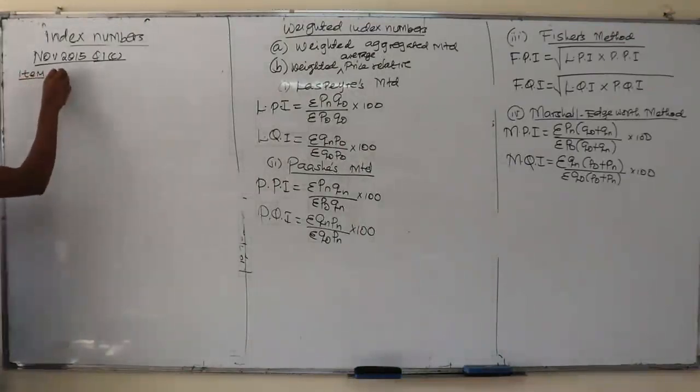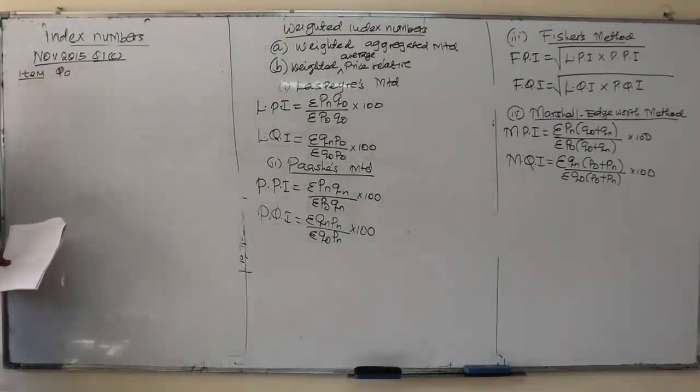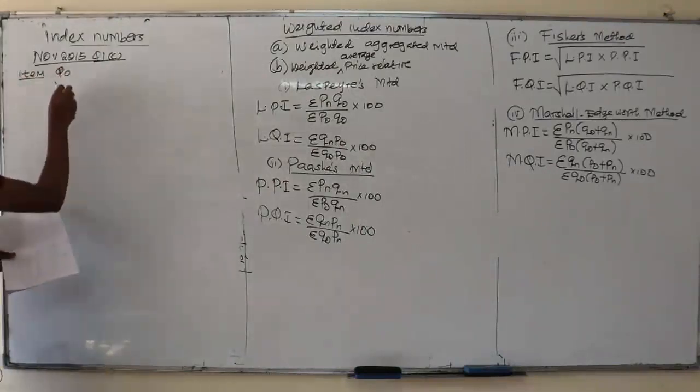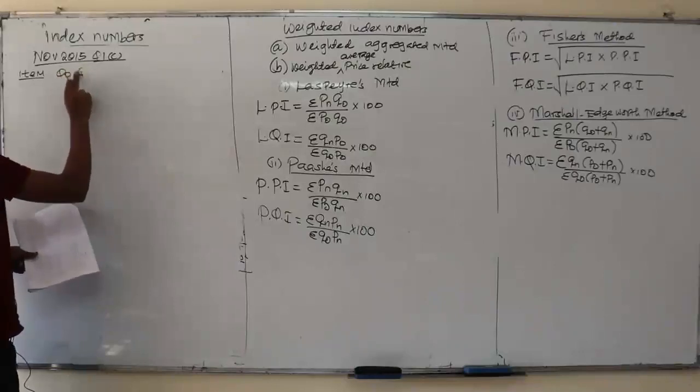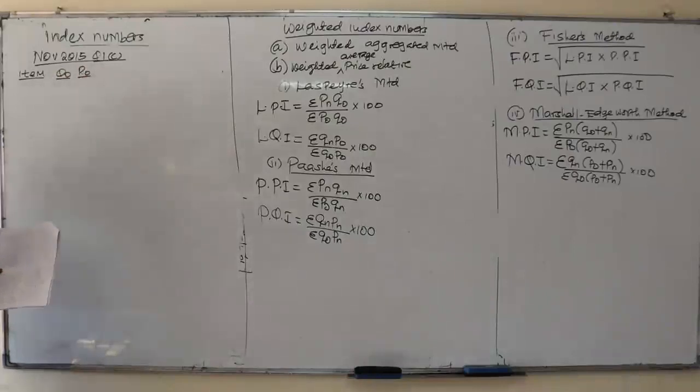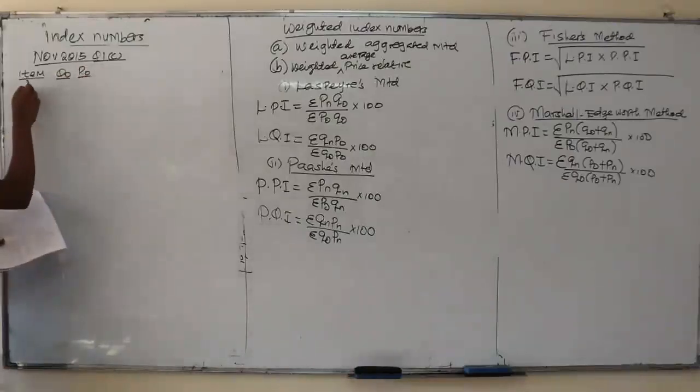First we need to know Q0. Q0 is for the base year. The base year is which year? 2013, then we have 2014. The base year is the previous year. So that is Q0. We will know Q0 and we also know P0. Q0 and P0. Are we together? That is A, B, C, and D.